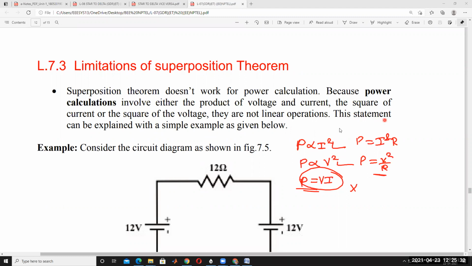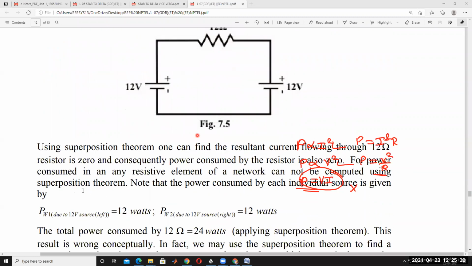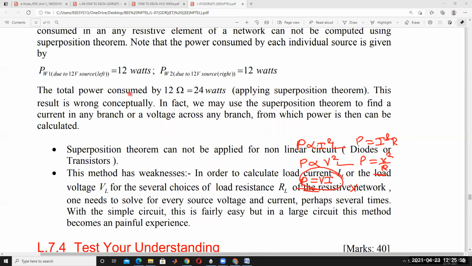Okay, that's why the statement can be explained. A simple example is given, so the superposition theorem is not applicable. You can easily understand by using this example. Power due to the 12 volt source on the left side is 12 watts. Power due to the 12 volt source on the right side is 12 watts. And then the total power consumed is 24 watts by applying superposition. But actually it is different. This result is wrong.